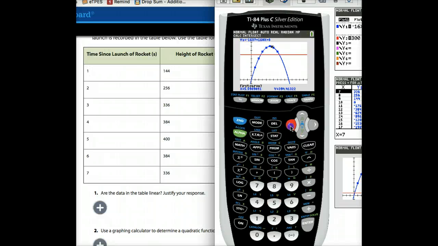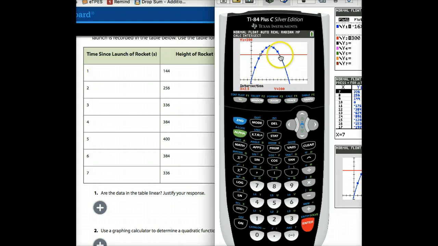Remember, since there are 2 of them, you have to have the cursor close to the one you want to find in order for it to work. So first curve means, is this the first equation? Tell it yes by pressing enter. Then it says, is this red one the second one? Yes, press enter again. And yes, I want it to guess. So it gives me 2.5, 300. So that means after 2.5 seconds, it will have a height of 300 feet.